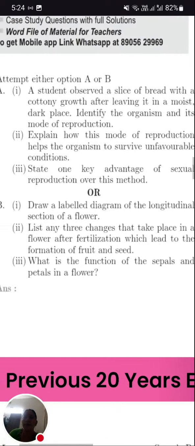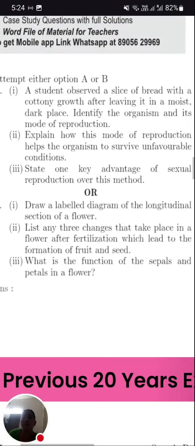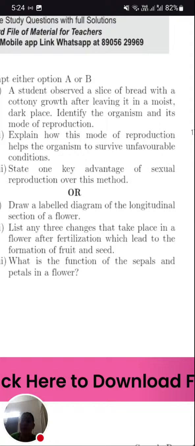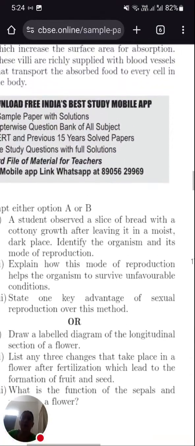Draw the labelled diagram of the longitudinal section of the flower. List any 3 changes that take place in the flower after fertilization which lead to formation of fruit and seed. So how is there fruit and seed formation? What is the function of sepals and petals in the flower? So all the parts you need to learn properly. Okay, so let's move on with the answer section now.